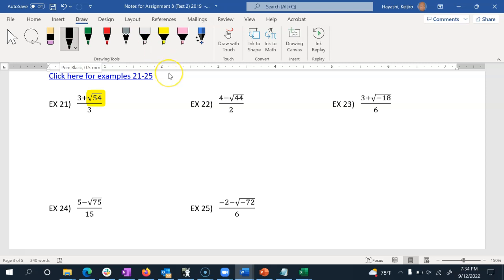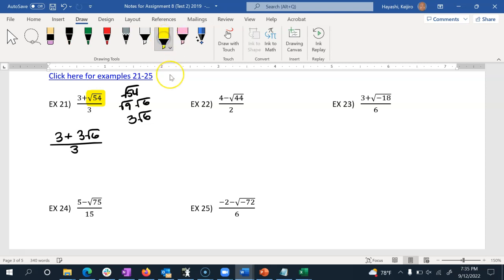Yes, 9 and 6. So the square root of 54 can be simplified as the square root of 9 and the square root of 6. Yes, it would. And so we'll rewrite that as 3 plus 3 square root of 6 all over 3. And we can simplify this a little bit now that the square root of 54 is written this way.